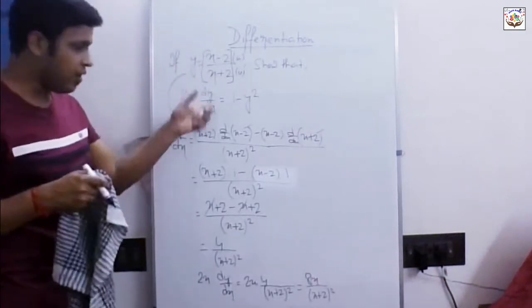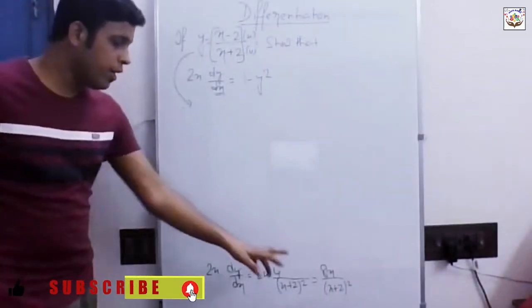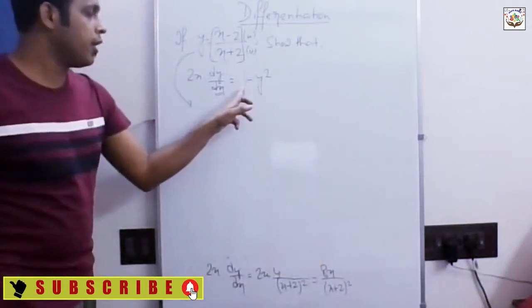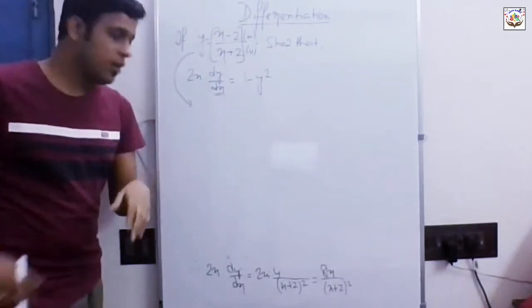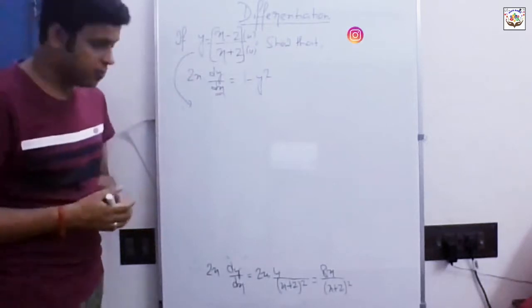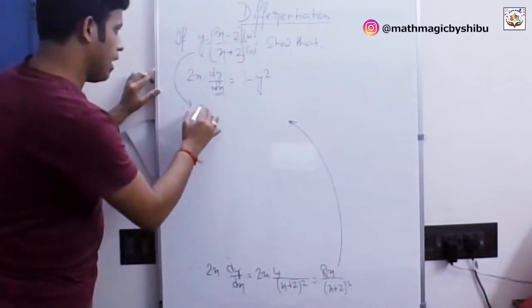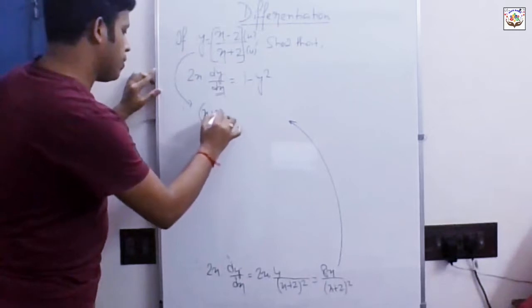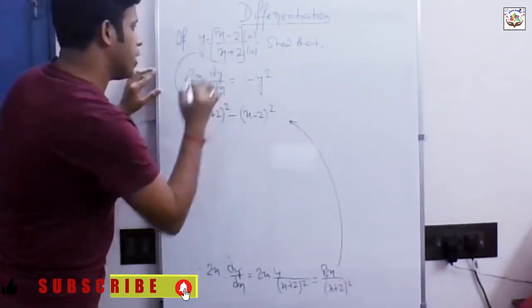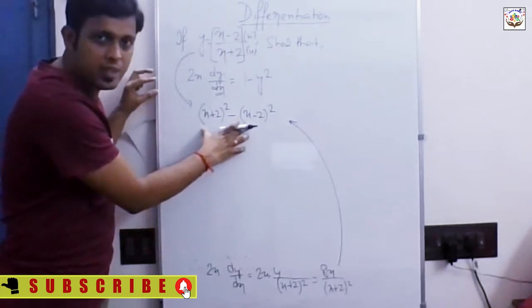I am clearing the first part so that I can deduce the rest. Now, we need to express 8x divided by x plus 2 whole square into this form, 1 minus y square. So let us try to express this term with the help of y. Now, can we write 8x as x plus 2 whole square minus x minus 2 whole square? I am expressing 8x as x plus 2 whole square minus x minus 2 whole square.